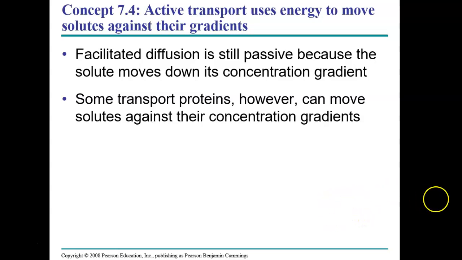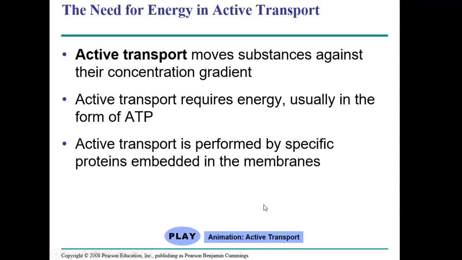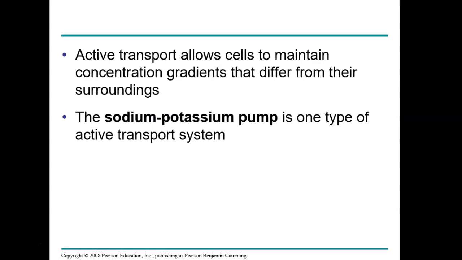But there are some that move them against, but those, as they're moving against a concentration gradient, are going to require some energy. All right, and that's what we call active transport. So if we move something against the gradient, going from low to high, that's going to require energy, of course, usually in the form of ATP, and that active transport is going to be by very specific proteins, and they're going to be embedded in the membrane. These are going to be transmembrane proteins, those integral proteins that we've already discussed.